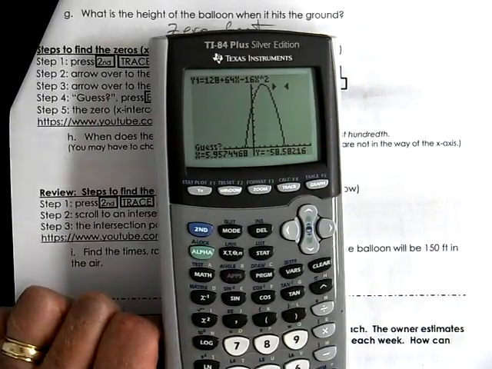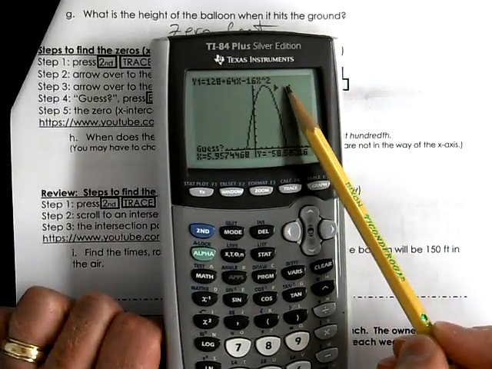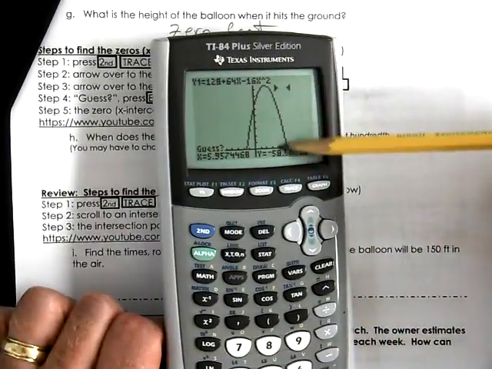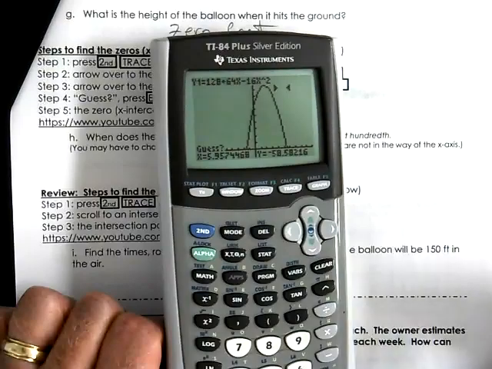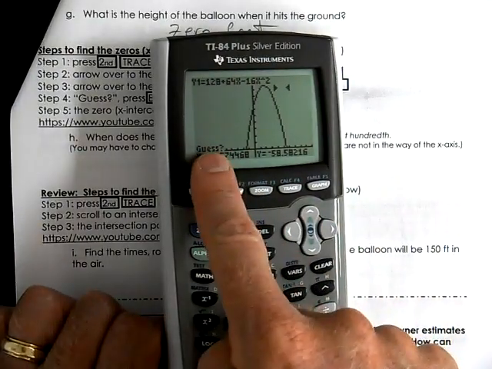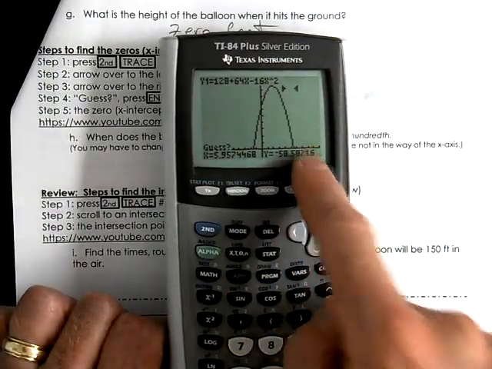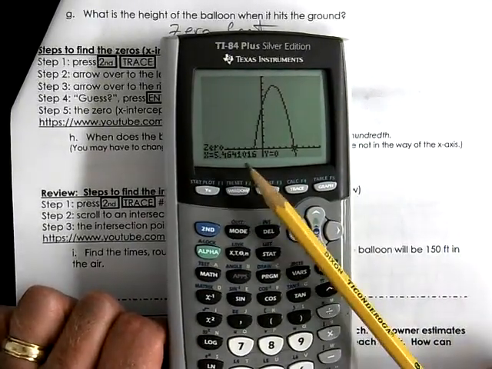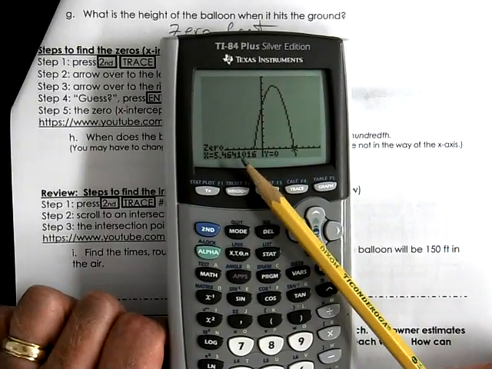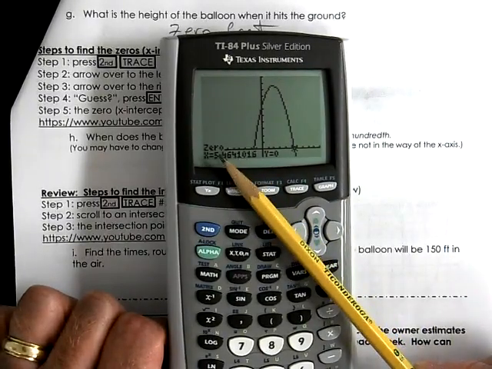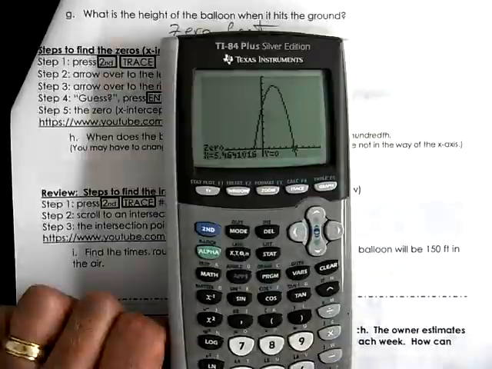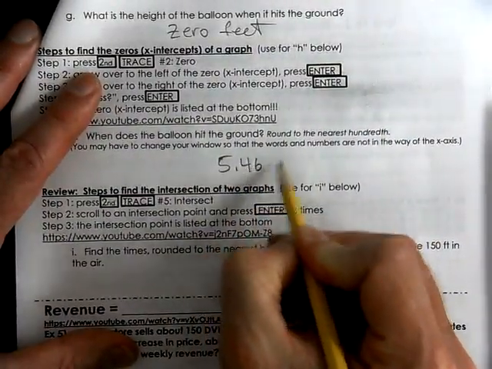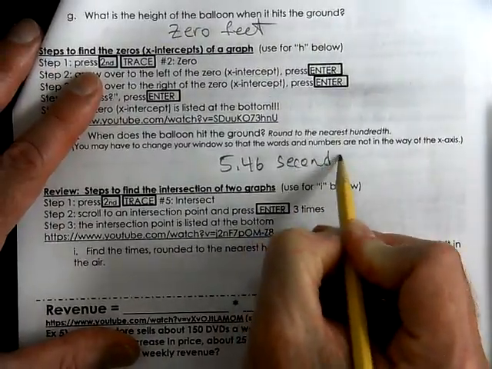Now it says guess. You're looking in a window that's in between these two triangles. Your calculator might have vertical lines coming down telling you that you're looking in between there. You only have one answer that's a 0, so you're just going to hit enter. And my x value is 5.46. 5.46 seconds.